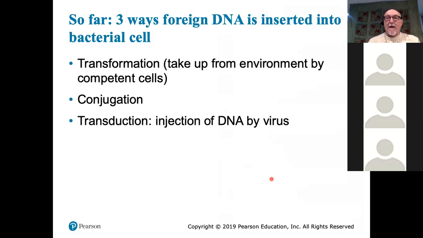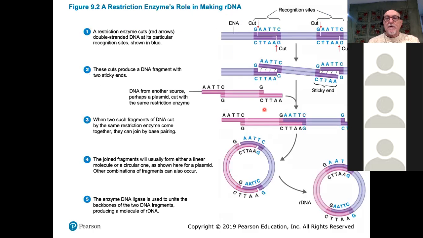So let me just go back to this slide here and point something out. I've said here that we have extracted a gene of interest. We've got a gene somewhere in here that we are interested in, that we want to move into bacteria. Well, how do we get this DNA? How do we get enough of this DNA to make it useful?